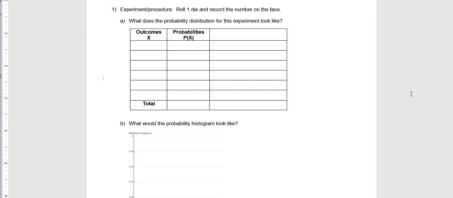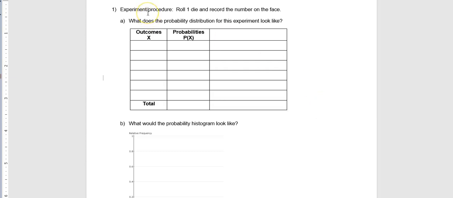Today we're going to be talking about probability distributions, and then we'll go on and talk about binomial probabilities and binomial probability distributions. We're going to start today with a pretty simple experiment, and we're going to look at the outcomes and the probabilities and the probability distribution.